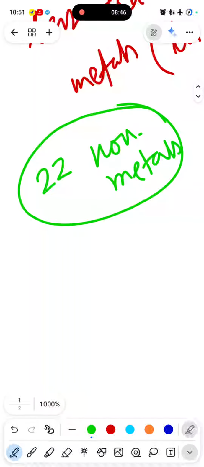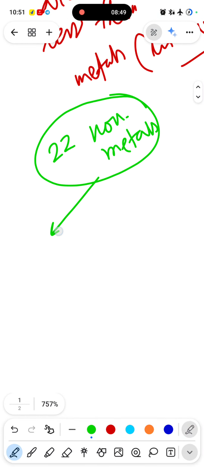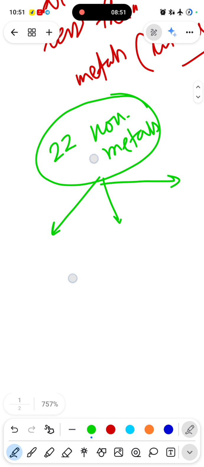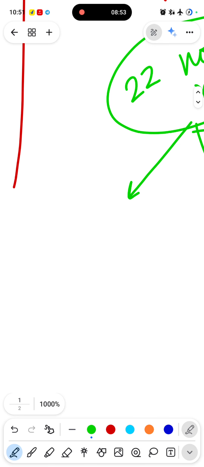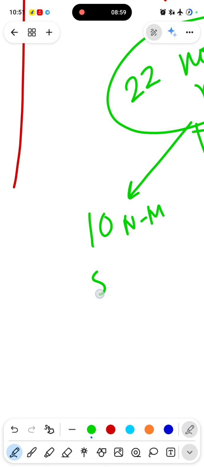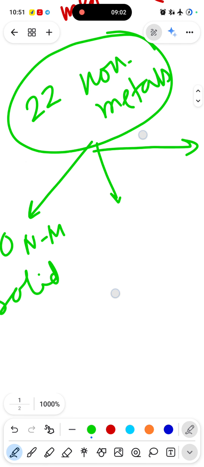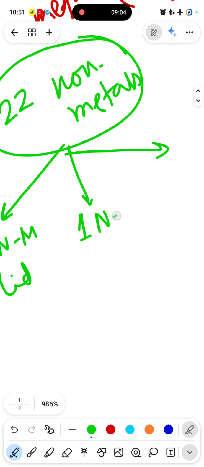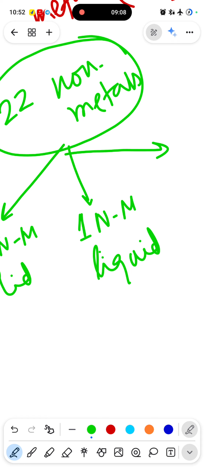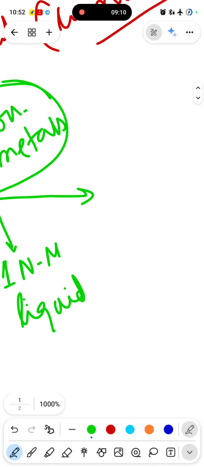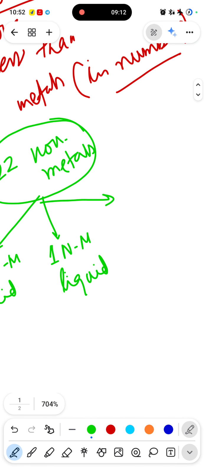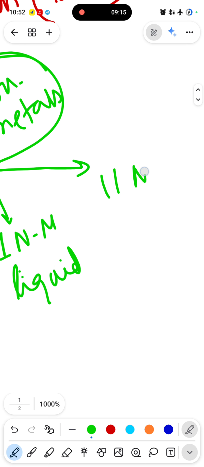Among the 22, we can divide them into three parts. First part is solid. 10 non-metals are solid. One non-metal, which is an exception, is liquid. And the remaining 11 non-metals are gaseous.